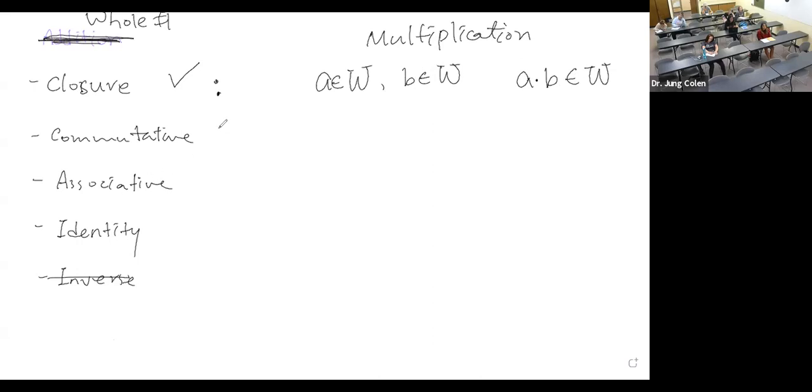Awesome. How about commutative property? Same thing, if we pick two numbers from the whole numbers, we can commute them. Oh, now we are in multiplication.